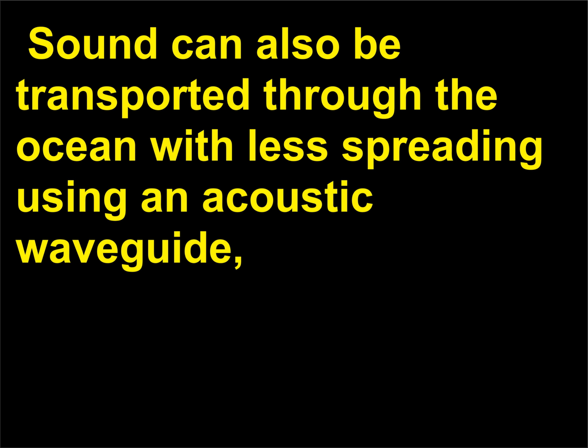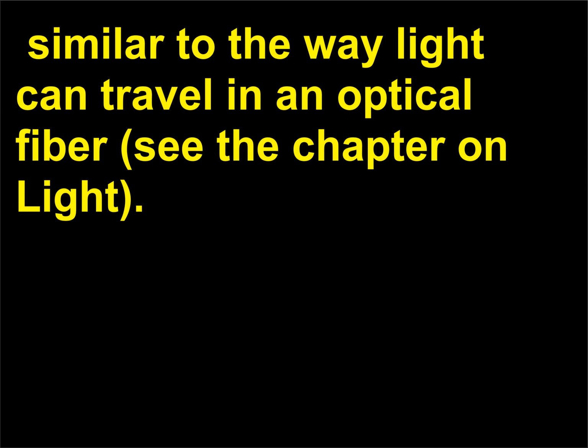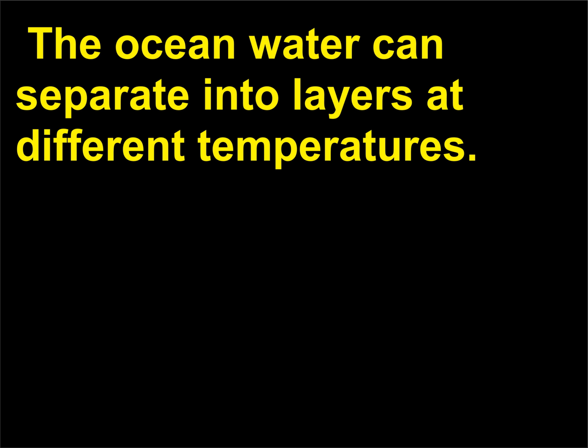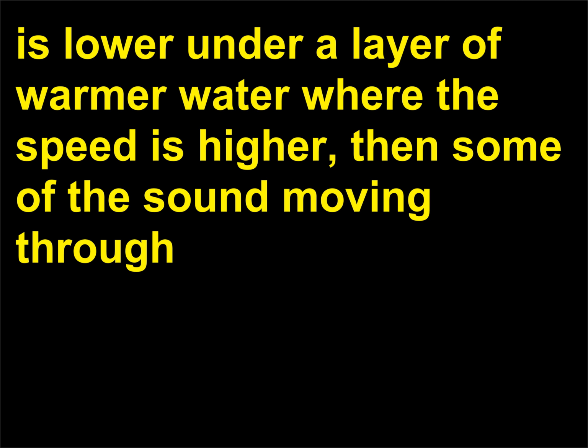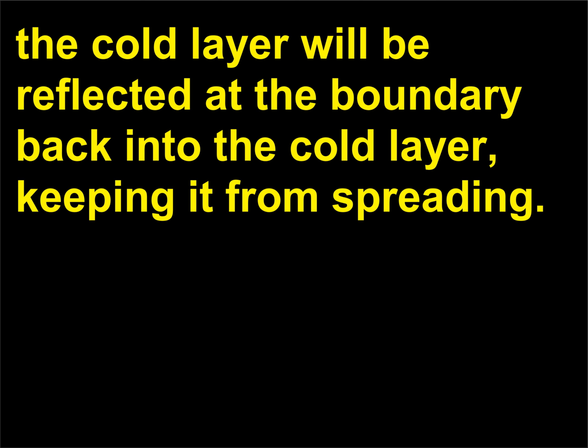Sound can also be transported through the ocean with less spreading using an acoustic waveguide, similar to the way light can travel in an optical fiber; see the chapter on light. The ocean water can separate into layers at different temperatures. The speed of sound depends on water temperature, and if there is a layer of cold water where sound speed is lower under a layer of warmer water where the speed is higher, then some of the sound moving through the cold layer will be reflected at the boundary back into the cold layer, keeping it from spreading.